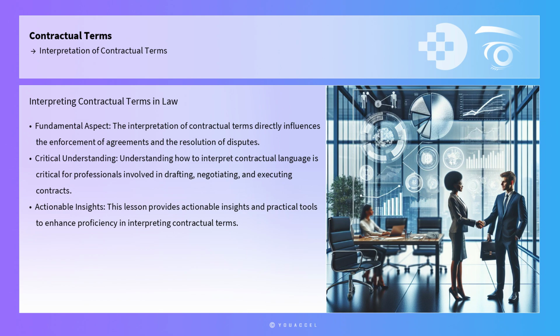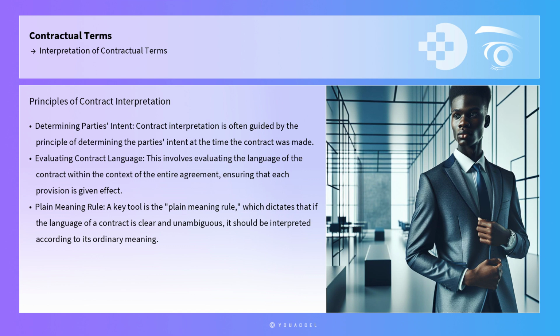executing contracts. This lesson provides actionable insights and practical tools to enhance proficiency in interpreting contractual terms, supported by examples and case studies. Contract interpretation is often guided by the principle of determining the party's intent at the time the contract was made. This involves evaluating the language of the contract within the context of the entire agreement, ensuring that each provision is given effect.